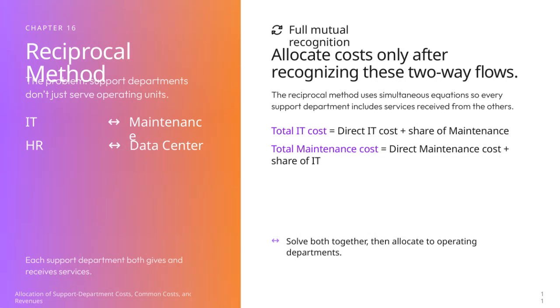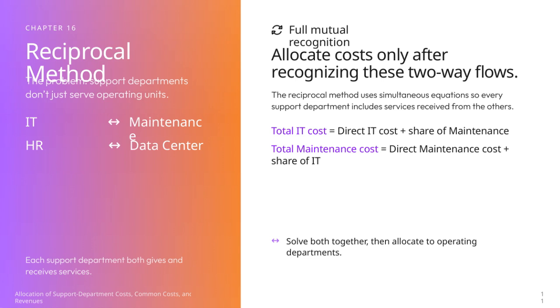Here we're focusing on the reciprocal method of allocating support department costs. Unlike simpler methods, this approach recognizes that support departments provide services to each other as well as to operating units. For example, IT might support maintenance, but maintenance also supports IT. Similarly, HR and the data center exchange services.